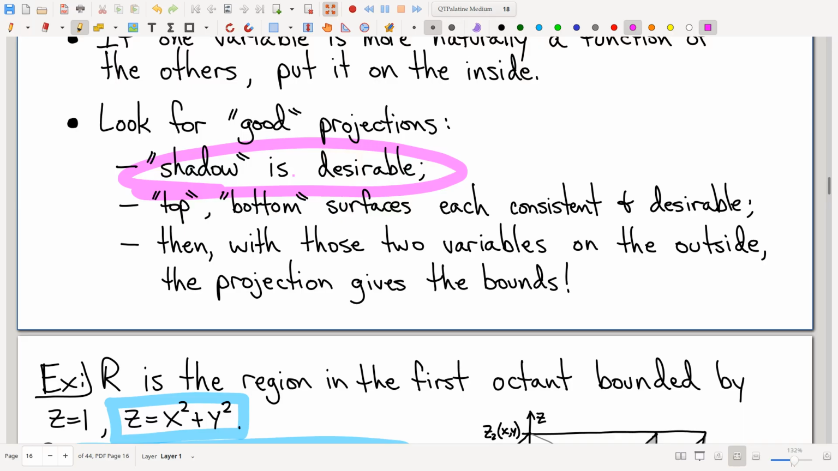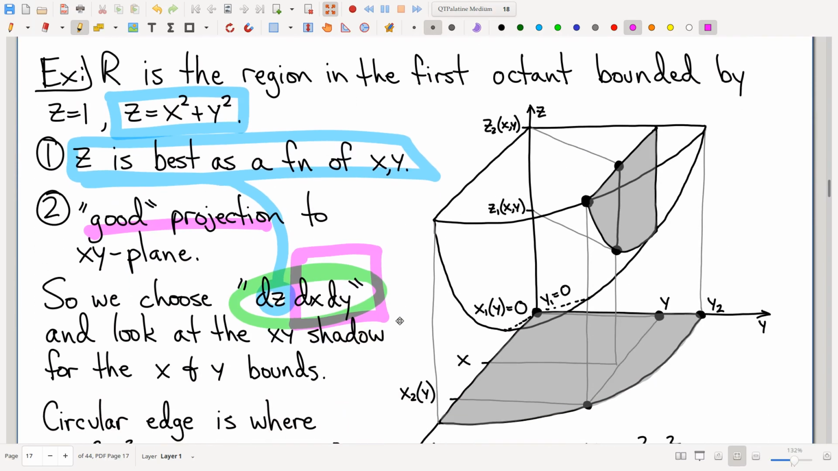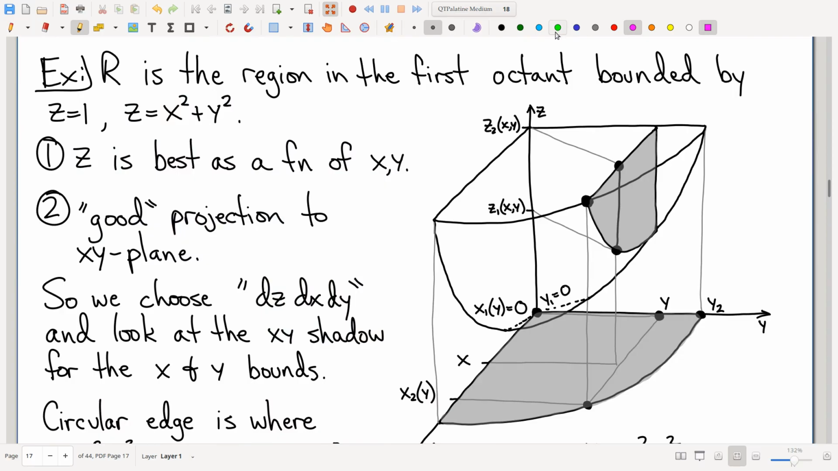Okay, and there's also the question of these top and bottom surfaces, and I think this is about where we left off. I don't remember exactly. Anyway, let's go ahead and do this. It might be repetition, could be worse. Okay, so we are going to be doing a projection down into the XY plane. Here's what that shadow looks like.